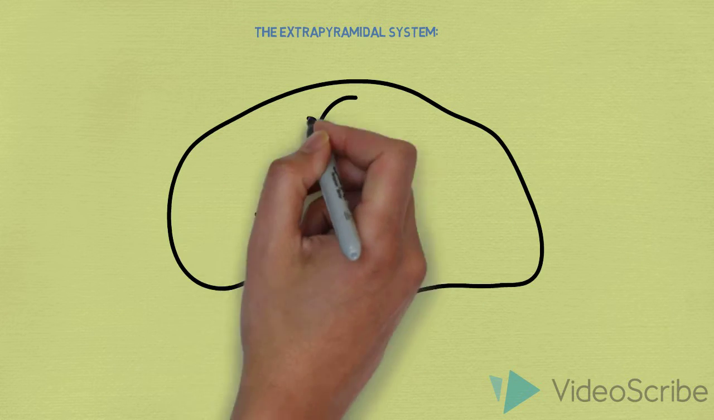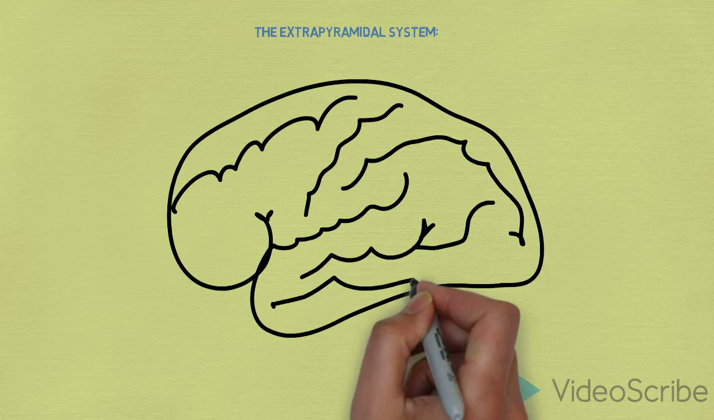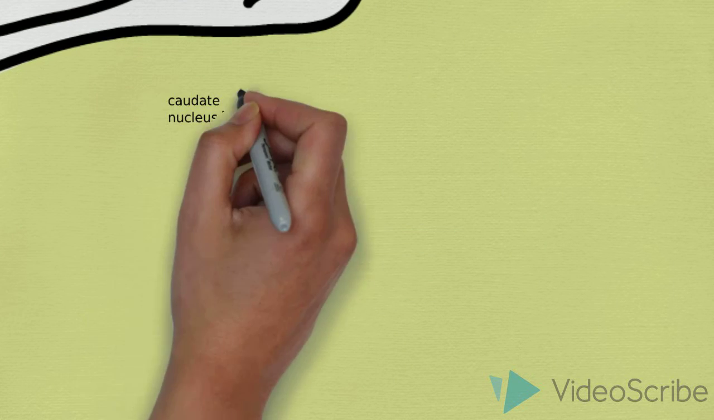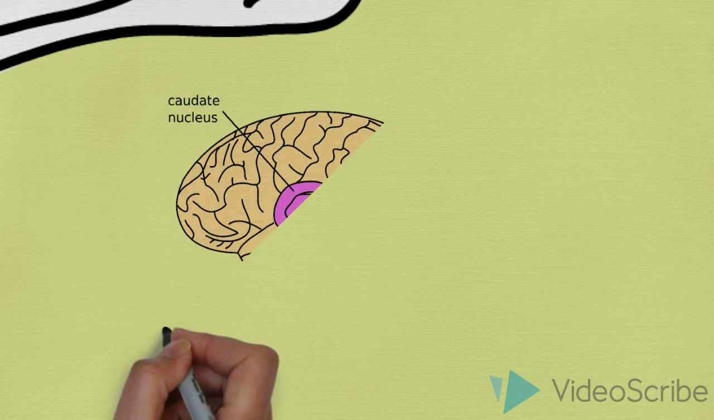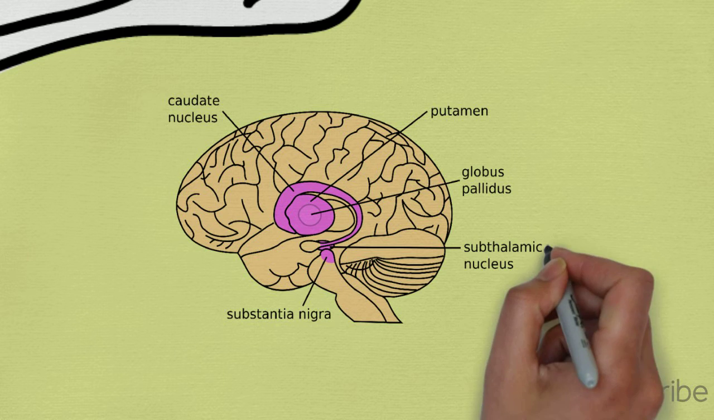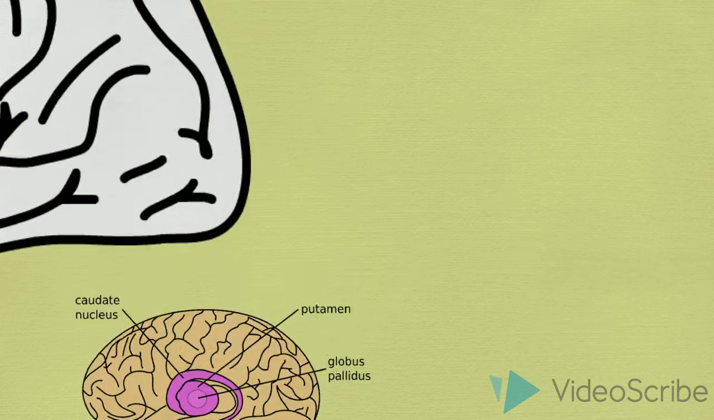The extrapyramidal system is a neural network in the central nervous system which contains feedback loops between the basal ganglia and the motor cortex. As we know, there are several parts that make up the basal ganglia. Some of these include the caudate, the putamen, globus pallidus, subthalamic nucleus, and the substantia nigra.